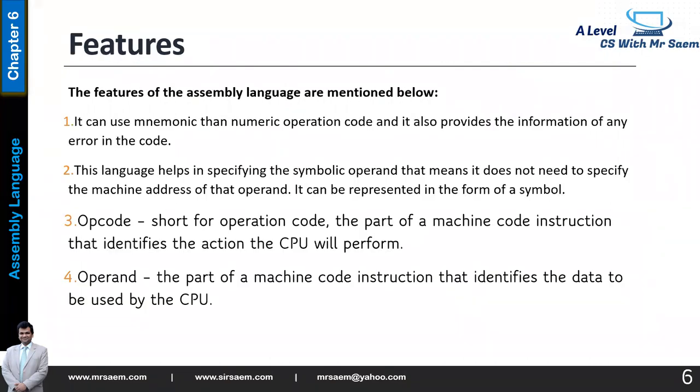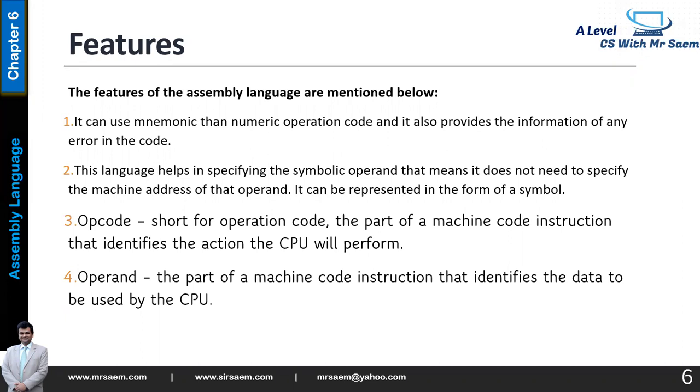Now, as far as the features are concerned, obviously there are these mnemonics that we will learn about. There are two things that we will talk about today: the opcode and the operand. The opcode is short for operation code, the part of the machine code instruction that identifies the action the CPU will take. For example, you might recall that while we were discussing chapter 5, I discussed some commands such as load and jump. These were your opcodes. Jump to the next instruction, load the following file, out, display this out, and so on. We'll talk about all these instructions today.